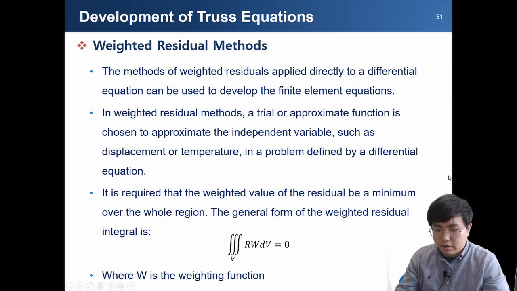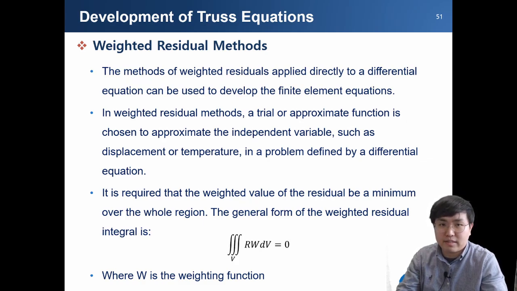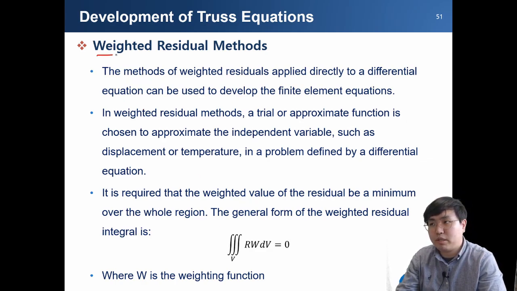Next is the weighted residual method. This is another way to derive our FEM stiffness equation. Compared to the potential energy approach, this method is more straightforward, because it uses the same form of the partial differential equation. However, to define the global stiffness equation in two-dimensional cases, plane stress or plane strain, we are going to use this weighted residual method.